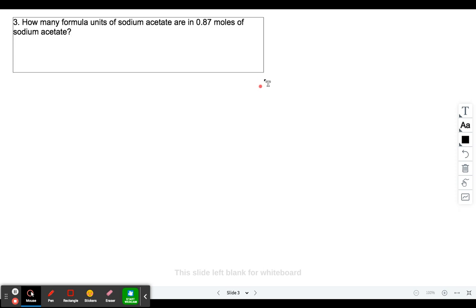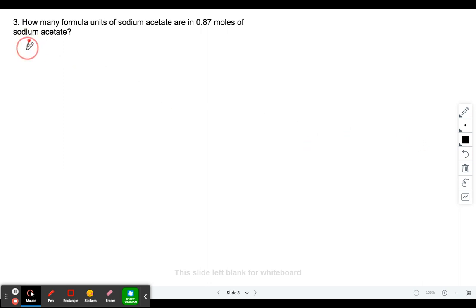And it says, how many formula units of sodium acetate are in 0.87 moles of sodium acetate? Now, if you notice, there's not even a formula for sodium acetate. So I don't have to do anything with the periodic table. Well, yeah, I do know the formula for sodium acetate, but I don't need to know it in order to figure out how many formula units it is.